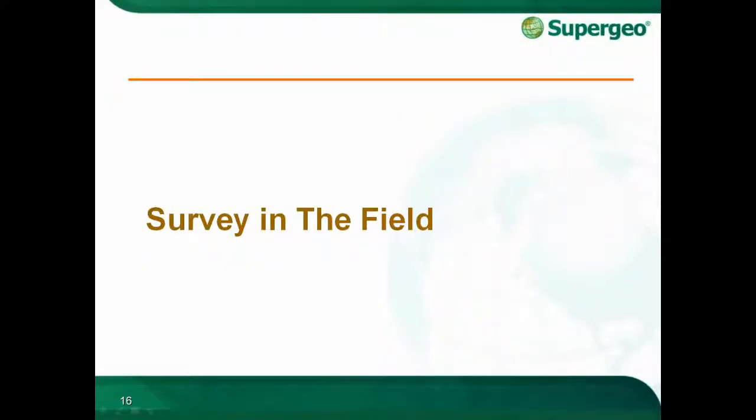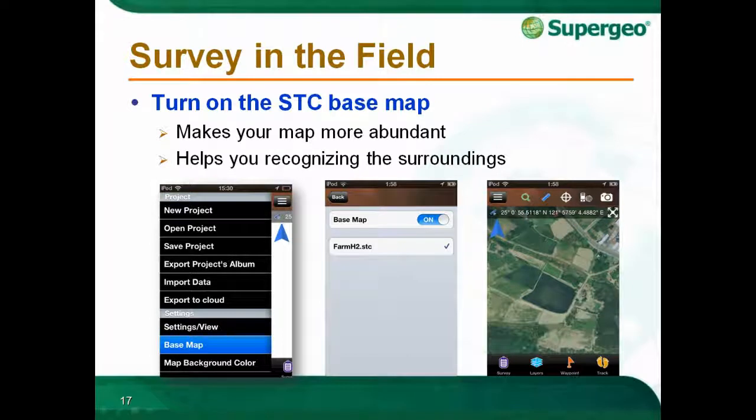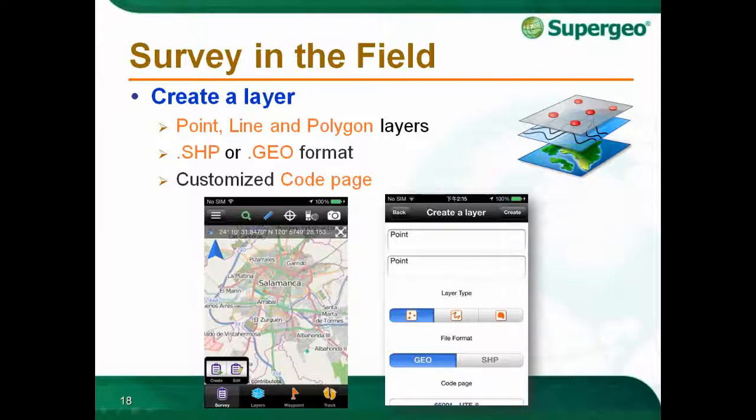Survey in the field. After the base map is imported, you can turn on the base map to display, and it's helpful to recognize the surroundings in the field. You can collect point, line, and polygon data with SuperSurv, and both shapefiles and GEO files are supported, and for the code patch, it's selectable.